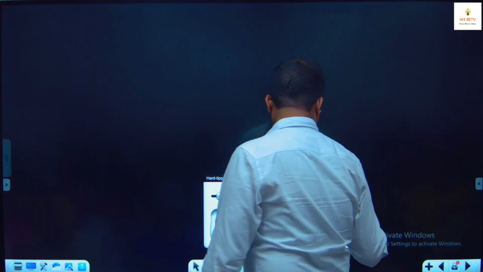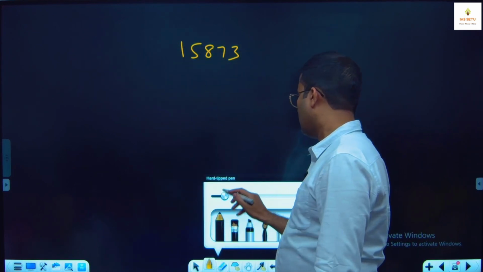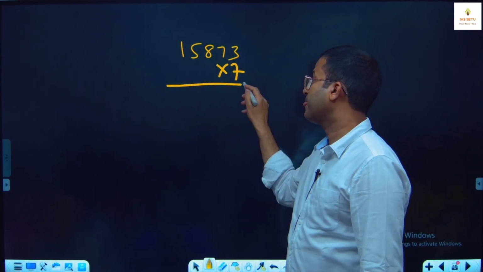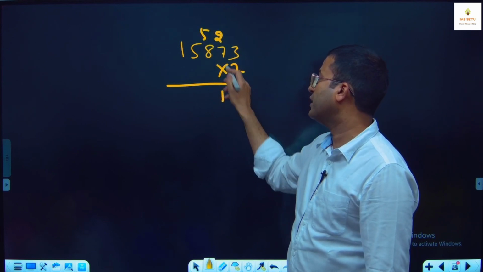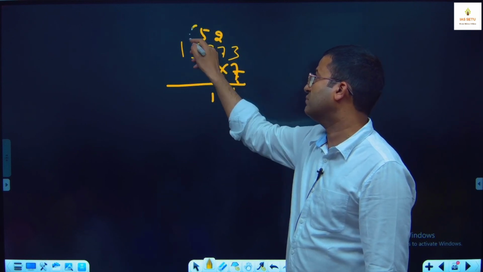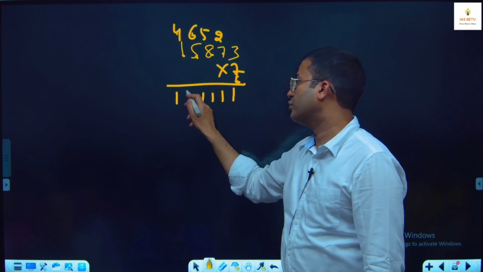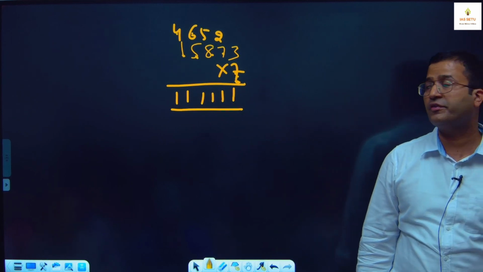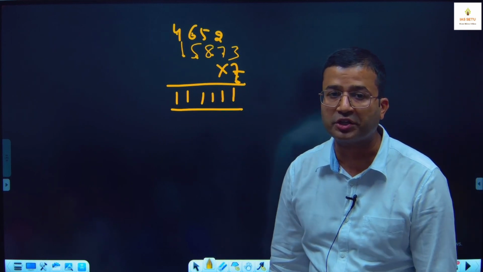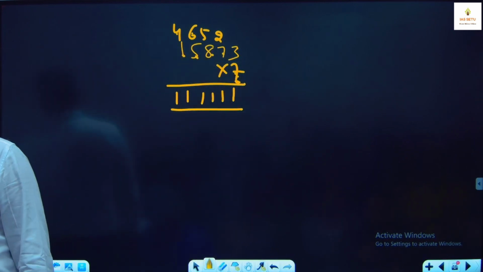15873. Multiply with 7. 7 3s are 21, 2; 7 7s are 49 plus 2 is 51, 5; 7 8s are 56 plus 5 is 61, 6; 7 5s are 35 plus 6 is 41, 4; 7 1s are 7 plus 4 is 11. This is the smallest natural number, 15,873. When you multiply it with 7 we get ones only.